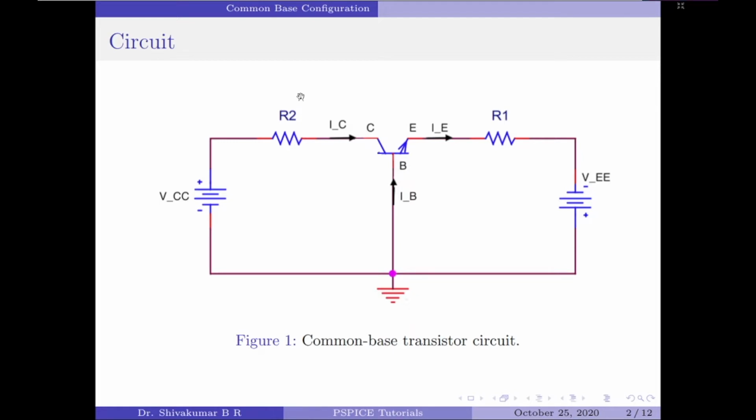Input characteristics are obtained by plotting the voltage across the input terminals, which is VEB, and recording the input current IE at a fixed value of the voltage across the output terminals VCB. Right? So we are going to start the simulation, but before that I would like to tell you some configurations of the profile I am going to create as well as use in my PSpice simulation.